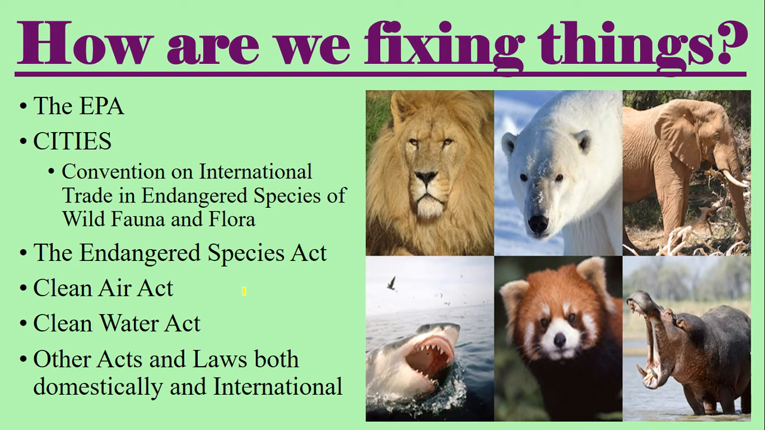How are we fixing things? There are acts, policies, and groups out there that are trying to help, making sure that we keep this planet so that we can still live. You have the EPA, the Environmental Protection Agency. They monitor different aspects of pollution. You also have CITES, the Convention on International Trade in Endangered Species of Wild Fauna and Flora, making sure that you don't trade animals that should not be traded. They should be living in their normal habitat.